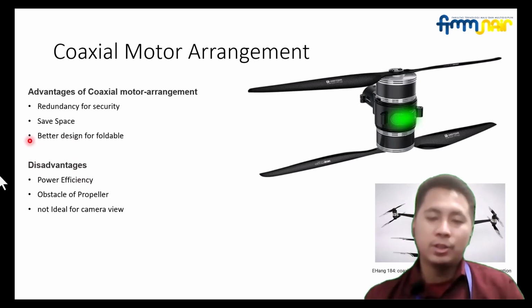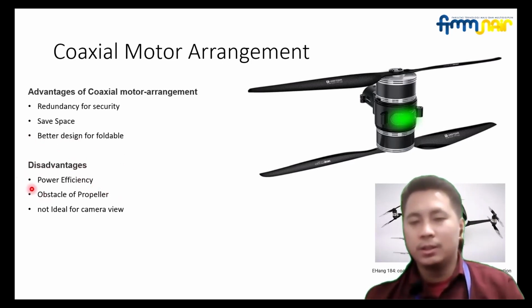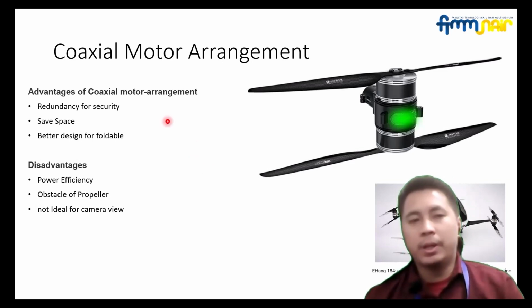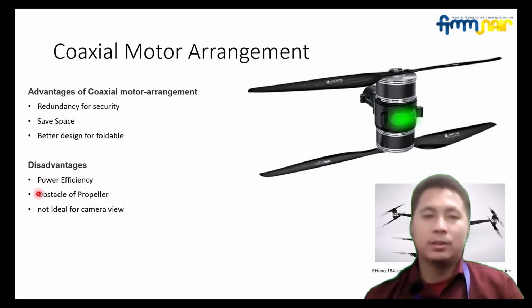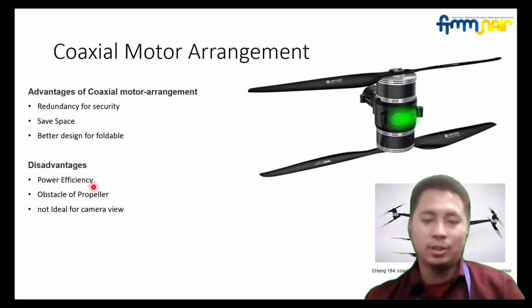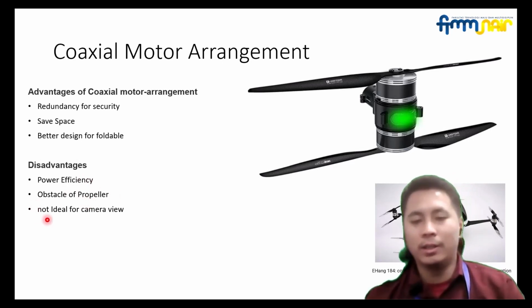And the disadvantage is power efficiency. There is a 10% to 20% loss in power efficiency because the bottom motor is just turning already sped-up air, so it loses efficiency there. Propellers can also get caught by obstacles more easily, as the pilot could overlook them. Because the propellers are located above and below the arms, they are hard to hide from the camera view. That is a disadvantage as well, so it's not ideal for a camera view.